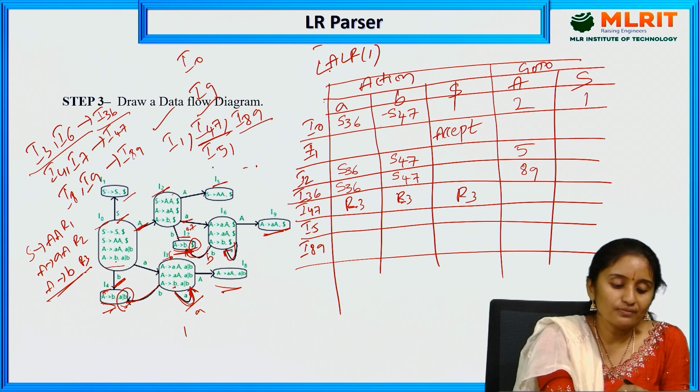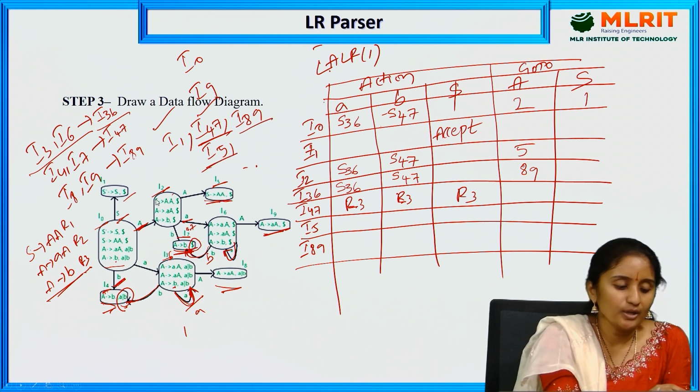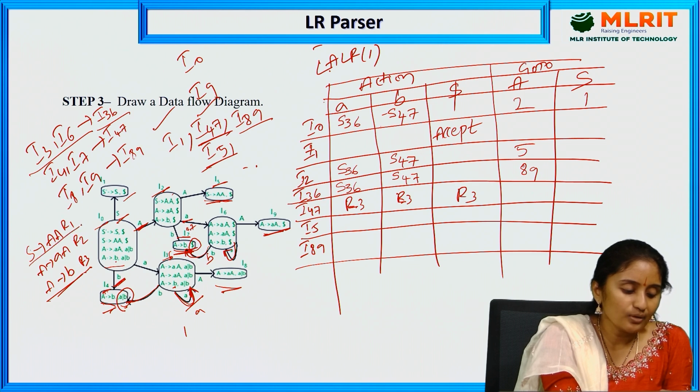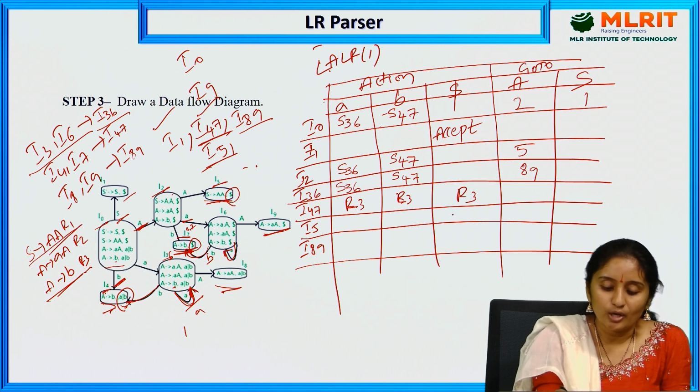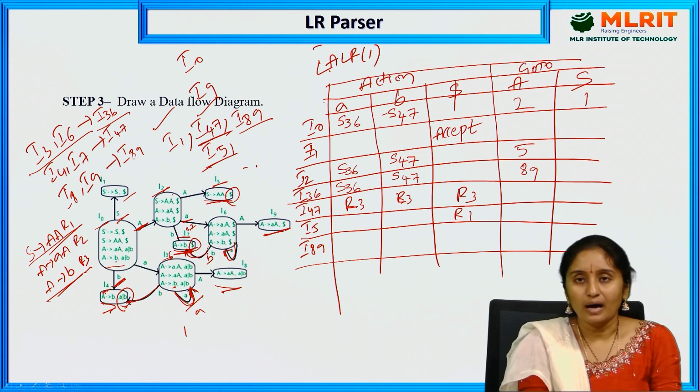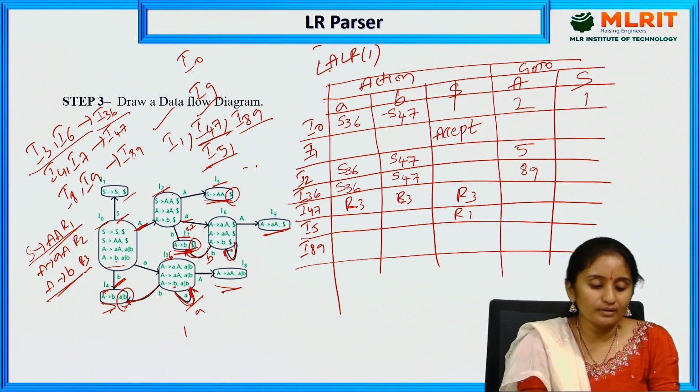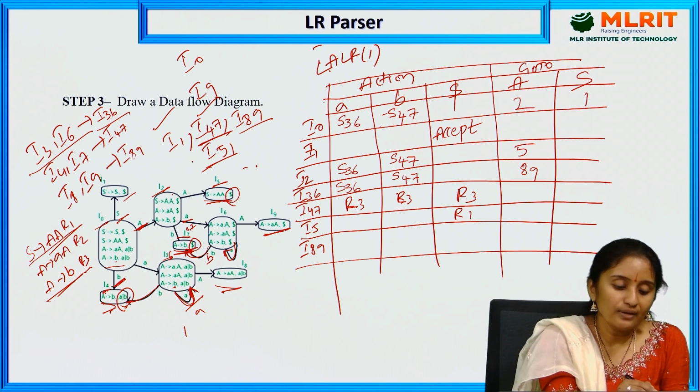So the next we have is I5. Check I5. S tends to AA dot. The reduction number is R1. What is the lookahead symbol? Dollar. So we are going to write R1 here. Next, I5 is also completed.